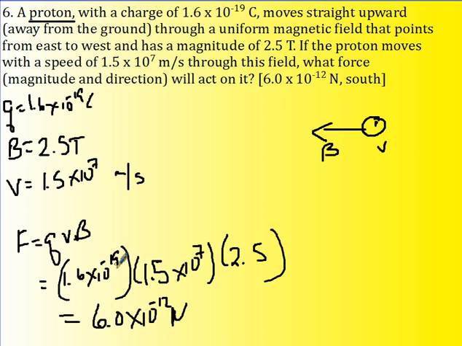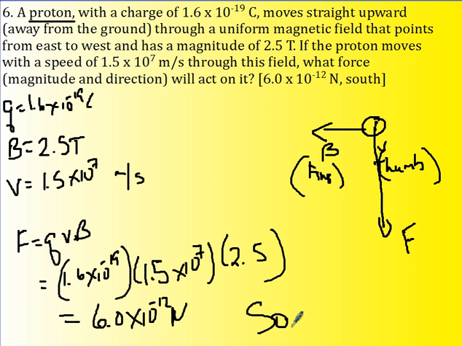Now what about the direction? Put your fingers in the direction of B and put your thumb, oh, I'm losing my pen here, thumb in the direction of V. So B is pointing to west and your thumb is pointing up. Now you're going to see that your palm is facing south. Your palm is facing the bottom of the page. Because it's a proton, that is the correct direction. So your answer is south.